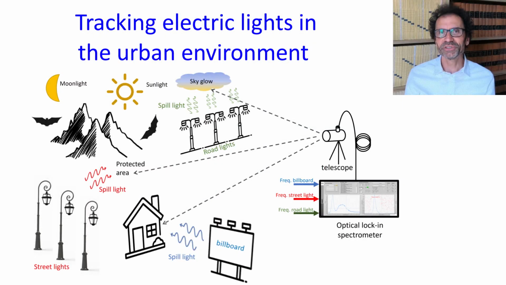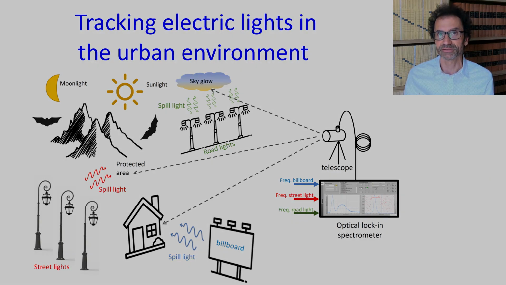The CSTB optical locking spectrometer can be coupled to a telescope to have a real-time monitoring system for lighting and light pollution in the urban environment. It becomes possible to isolate each individual contribution of each type of light source to light pollution in various places, such as protected areas or building facades of interest.